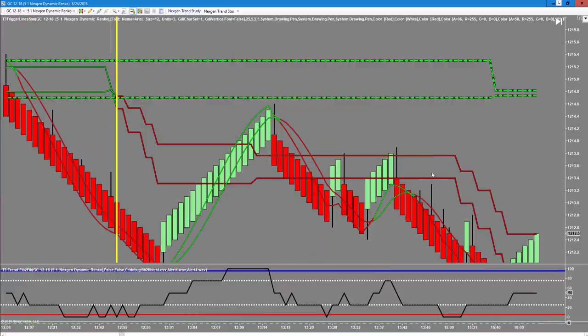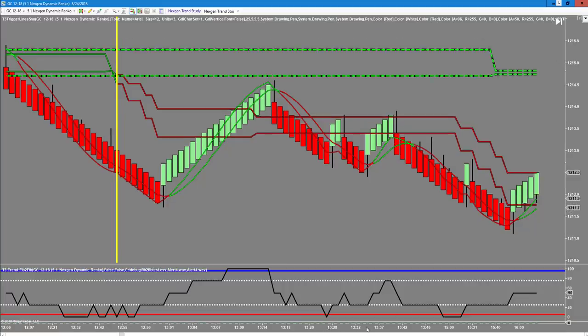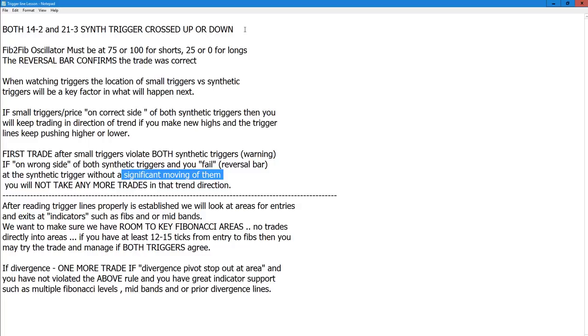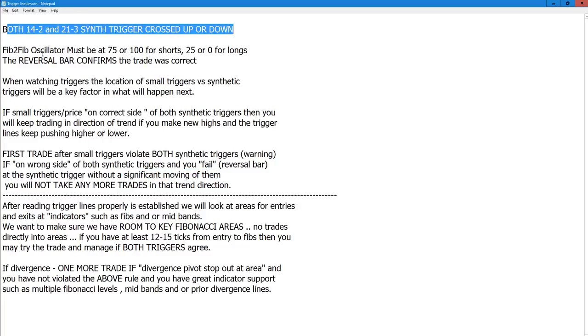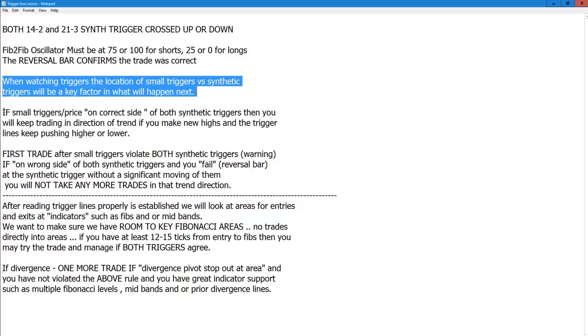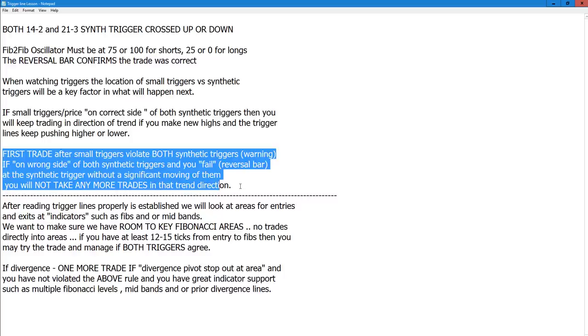Now, what you guys will also find is that you will have some smaller trend trades that don't have both triggers going in your favor. We're not dealing with that right now. The only trend trades that we're dealing with are the ones that follow these very simple rules. Both triggers have to be crossed up or down. The fib to fib oscillator has to be in the right spot. We're watching the location of our trigger lines. If we're on the right side, we're doing trades. If we're on the wrong side, we get one shot. And if it doesn't win, we stop.